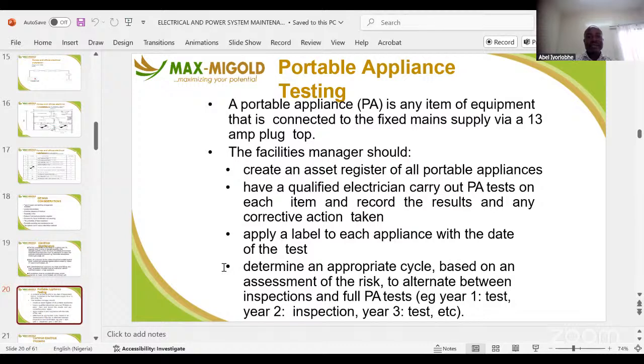Portable appliance testing. Why do you need to carry out testing in your facility? For example, one of the tests we do is the earthing test, the continuity test. So when you keep record of your testing and you make sure you do it the way you are supposed to do it, you will spend less in your facility, you reduce risk, reduce cost, and you maximize profit.